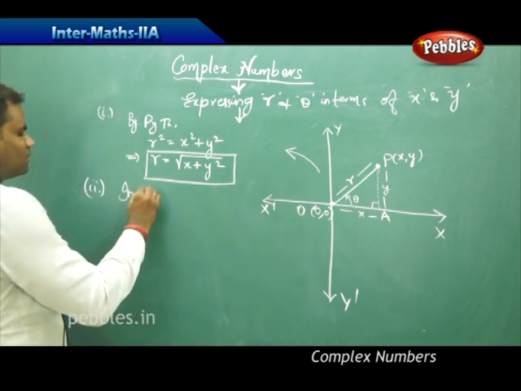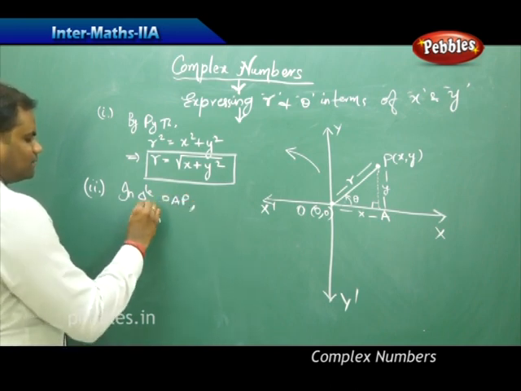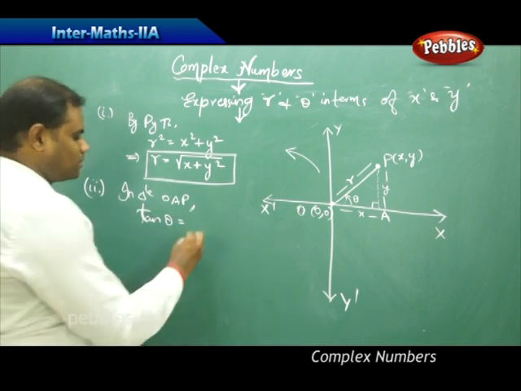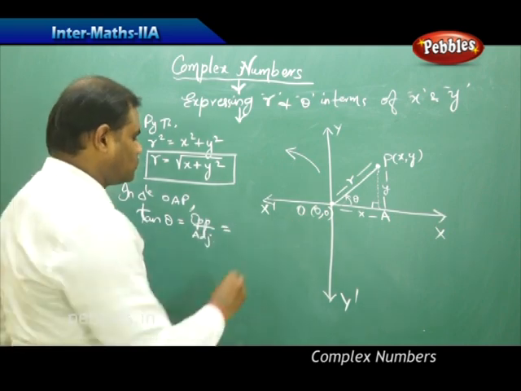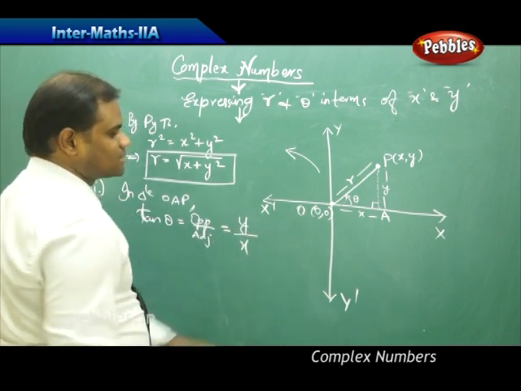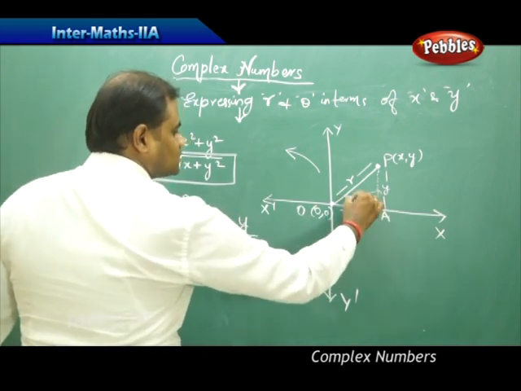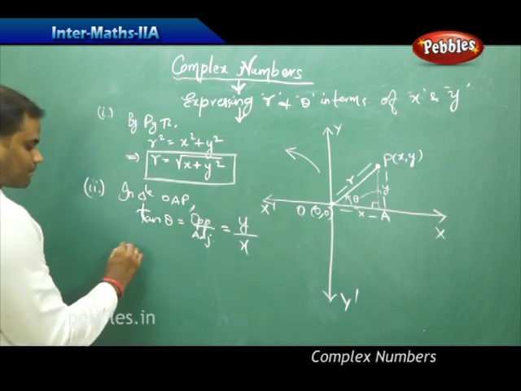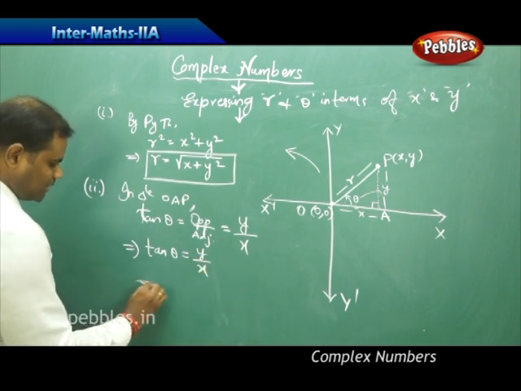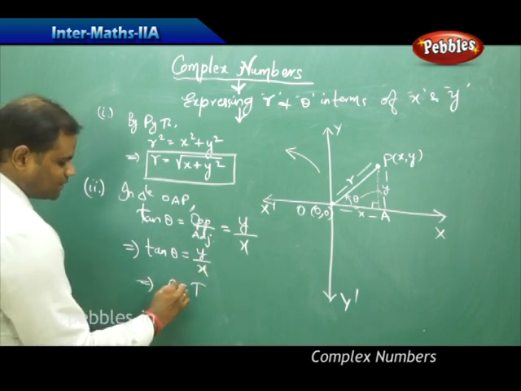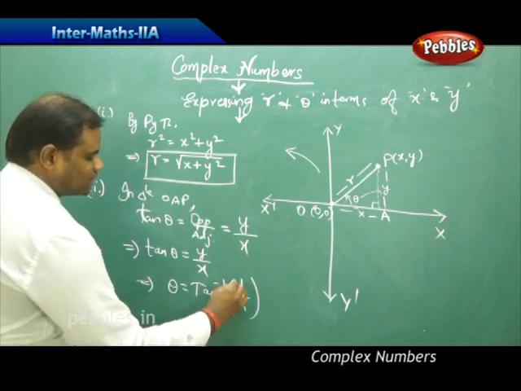So in triangle OAP, I see that I have tan theta, which is opposite by adjacent. That is, the opposite side is y and the adjacent side is x for this theta. That implies tan theta is y over x, which implies theta is tan inverse of y over x.